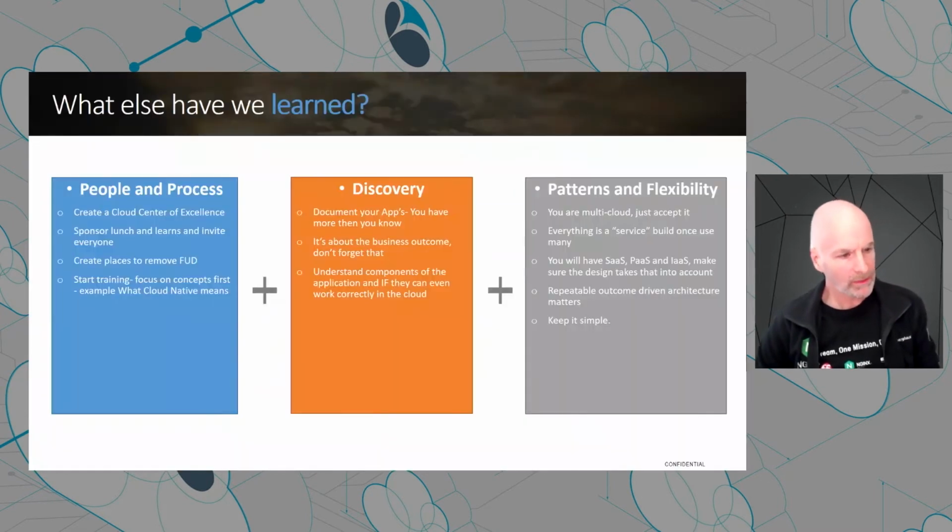So a couple of other things that we've learned, really important, is people and process. And I think the number one mistake that we make is that we see customers that haven't created a cloud practice or a cloud center of excellence. And this really just means bringing people together from different teams and working together to create your secure cloud architecture. And without that, you're really going to struggle.